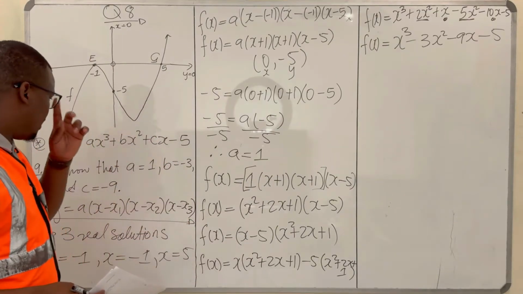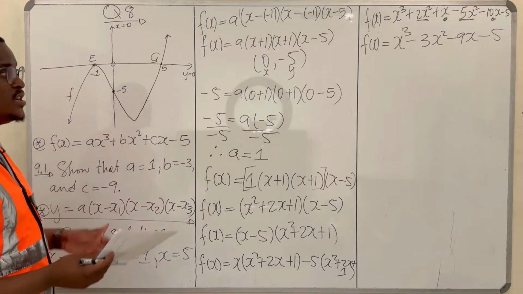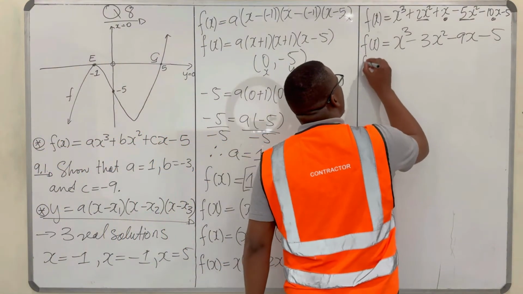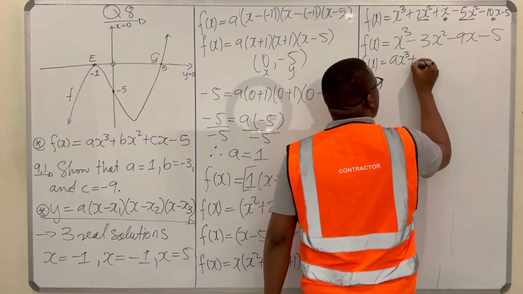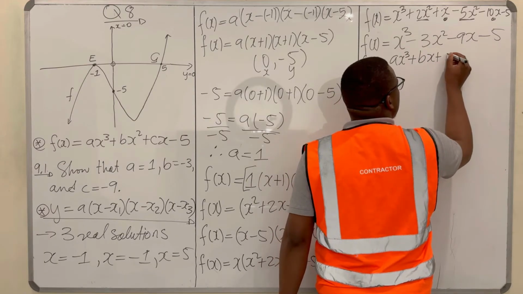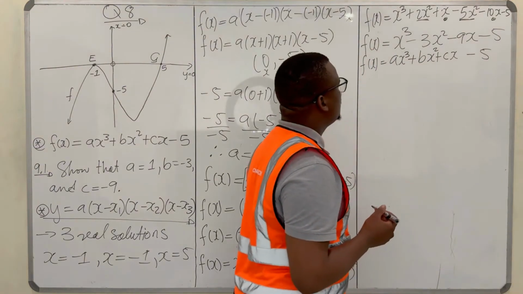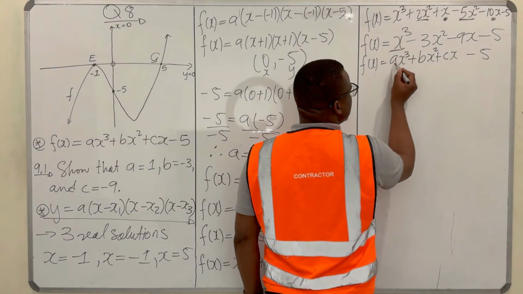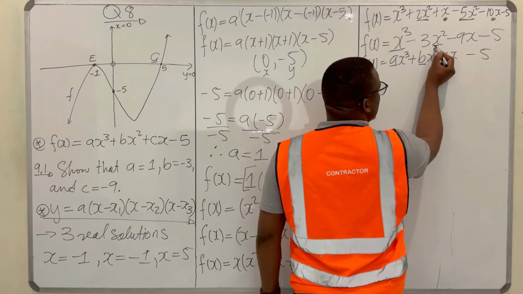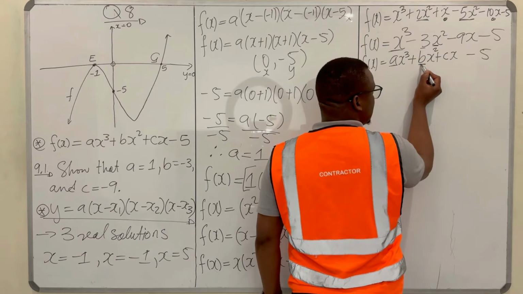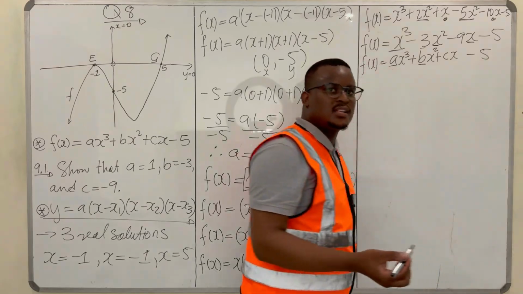The one that we're given as a skeleton, or incomplete equation, was f of x is equal to ax cubed plus bx squared plus cx minus 5. So you can see that the coefficient of x cubed is a. The coefficient of x squared is b, because looking at x squared, there's minus 3, so that is b. The coefficient of x is c, and minus 5 is minus 5.